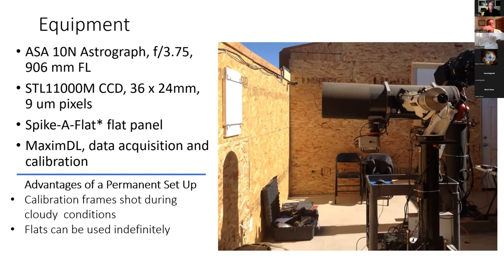I typically shoot dark frames every 6 months or so, simply because the CCD ages, and you'll see an example of that here in just a second.